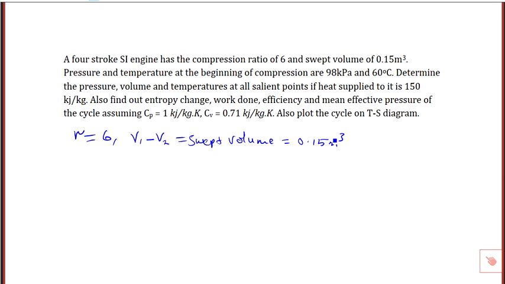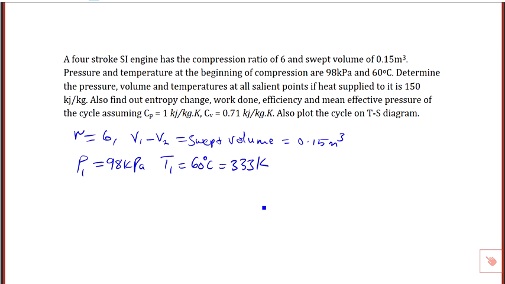The question continues by saying that the pressure and temperature at the beginning of compression are P1 equals 98 kilopascals, and T1 equals 60 degrees Celsius, which is the same as adding 273, which gives you 333 Kelvin. Remember, in thermodynamics, temperature is usually given in Kelvin.